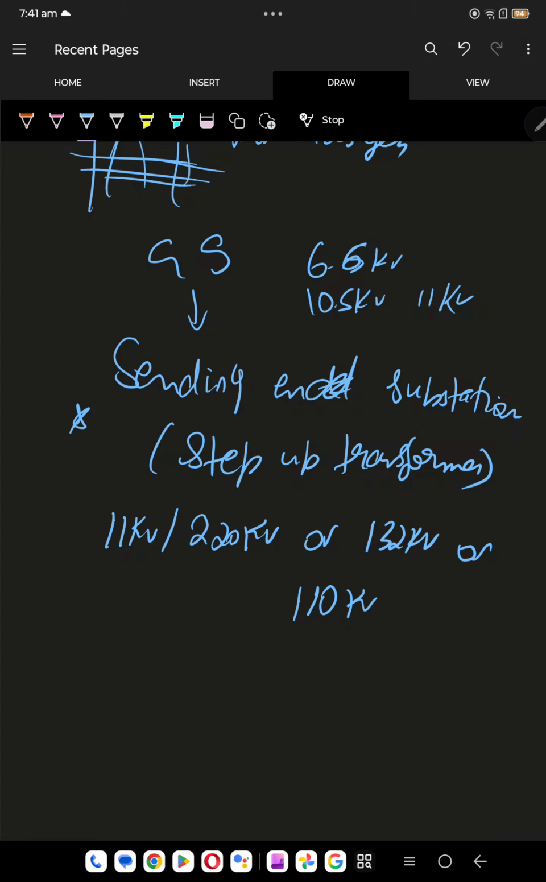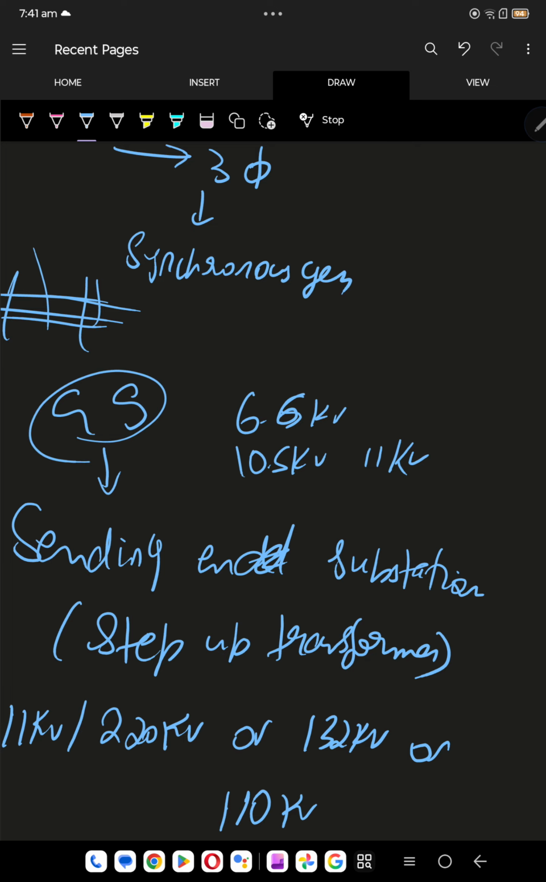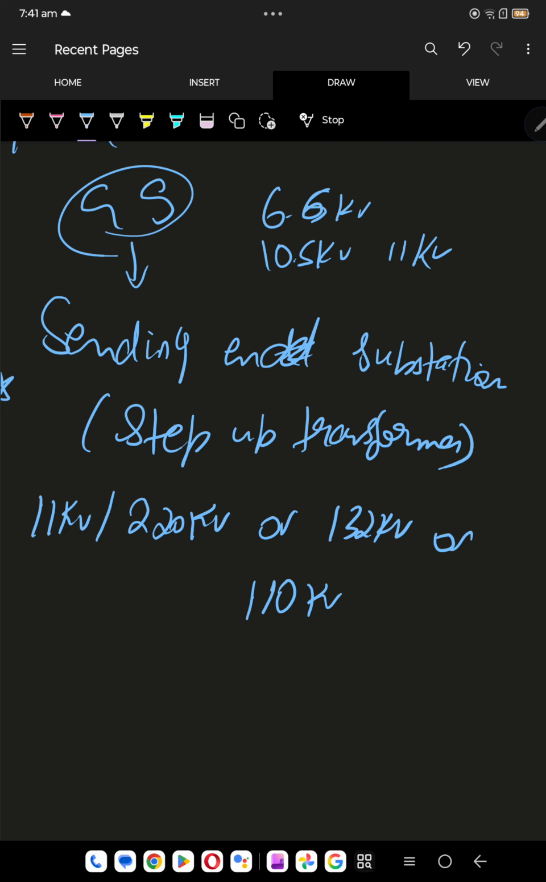You have to remember these values, if not all, at least a few, for exam purposes. The generating station generates 6.6, 10.5 or 11 kilovolt. That goes to the sending end substation where a step-up transformer is used. It's not a small step up like 33 or something; it goes directly to 220 kilovolt, 132 kilovolt or 110 kilovolt.